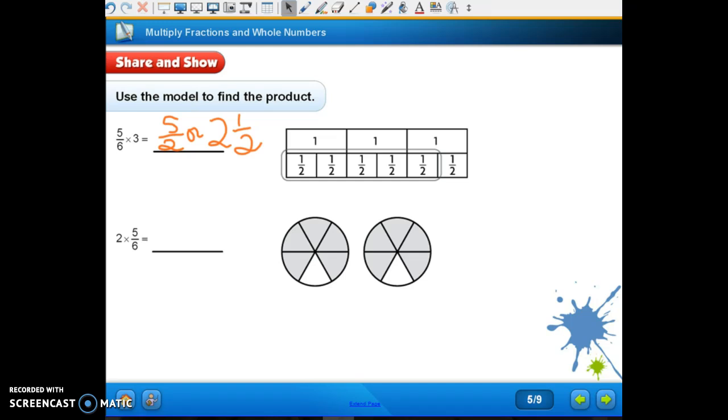2 times 5/6. So we had 2 circles. We divided them into 6. We have 5/6 in each one. So how many 6s do we have all together? 6, 10. How many 6s in 10? 1. And 10 minus 6 is 4, so 4/6, or 1 and 2/3, right? If you simplify 4/6.